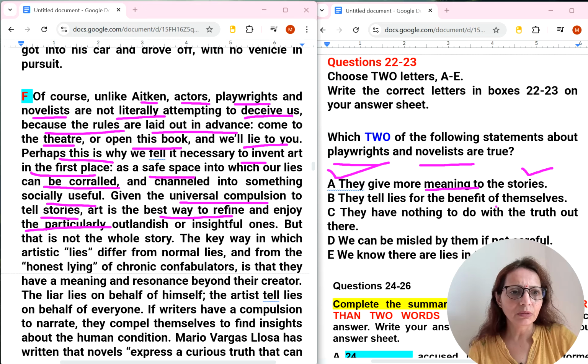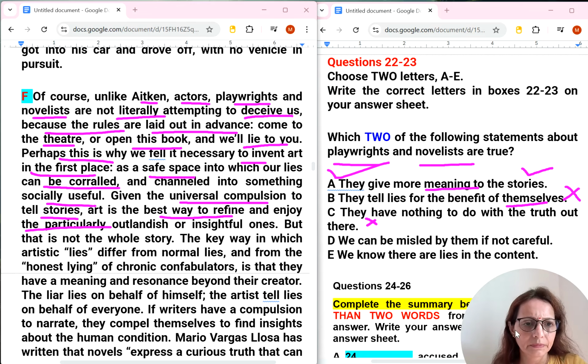They tell lies for the benefit of themselves. So themselves is not there. They have nothing to do with the truth out there. So this is also not explained here. We can be misled by them if, just a minute, if not careful. We know there are lies in the content. That is correct. We know, meaning the readers, we know it.